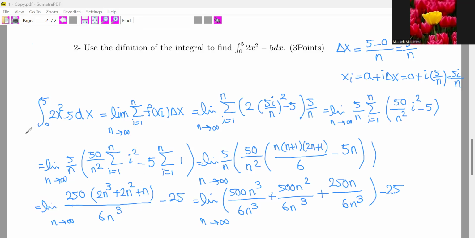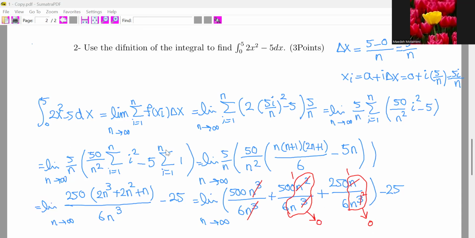So for the first one, we know that n cubed and n cubed can be canceled out. And for the second one, we know that when we have n squared over n cubed, this will be canceled and we're left with 1 over n. And since n is approaching infinity, 1 over n will be approaching 0. Also here, if you cancel n and one of these, you're left with 1 over n squared. And since n is approaching infinity, this one will be 0.